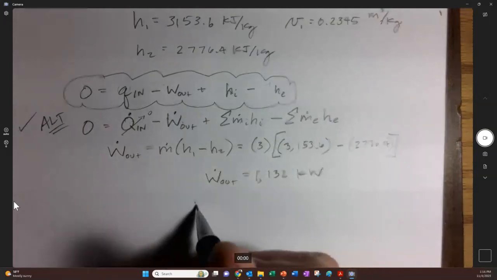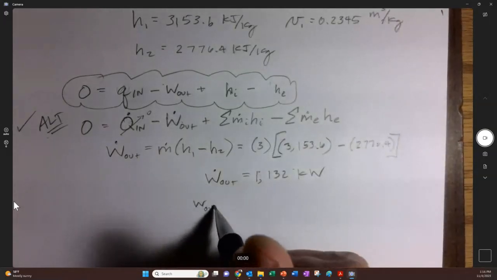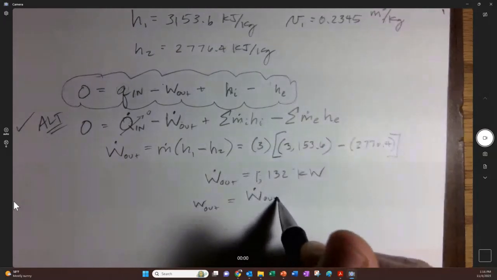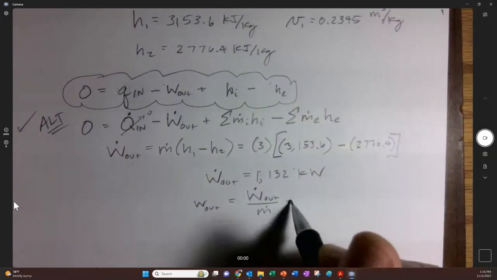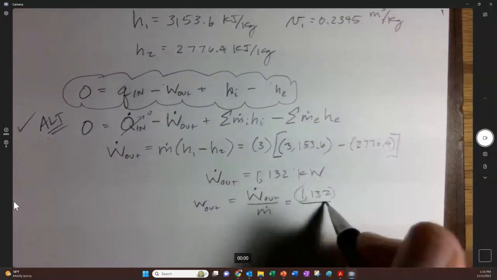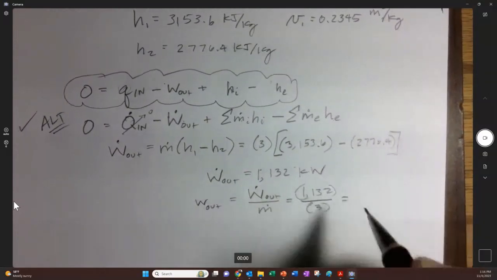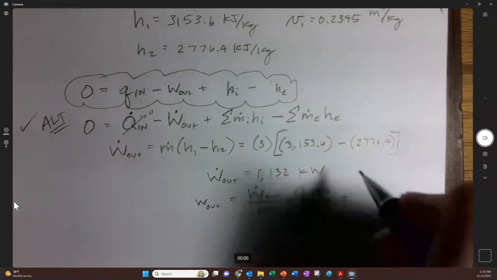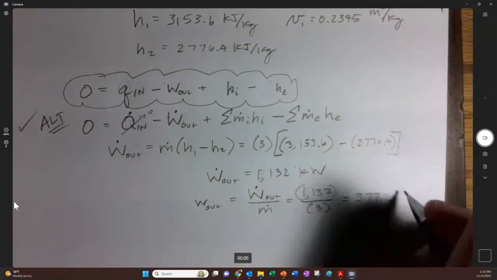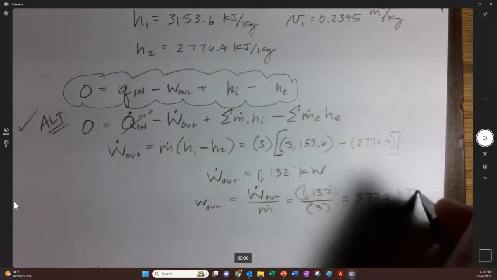And then if you want to get the work out on a per mass basis, all you have to do is divide by M dot, or 1,132 divided by 3 kilograms per second. And then we would get 377.2. And this is going to be kilojoules per kilogram.